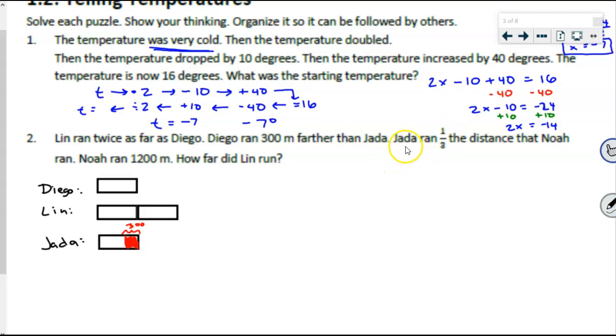I also know that Jada ran 1/3 the distance that Noah ran. So I'm going to draw a little box here now that represents what Jada did actually run, so that I can move that on down. So that's what Jada actually did run, but Jada ran 1/3 the distance that Noah ran. So here's how I'm going to represent Noah. I take the actual smaller, shorter box that Jada ran, and I'm going to do 3 of those.